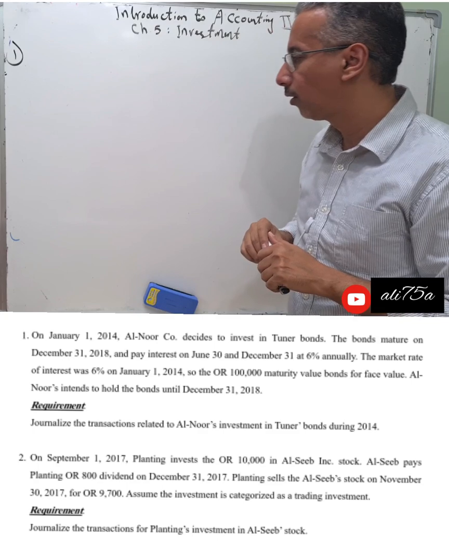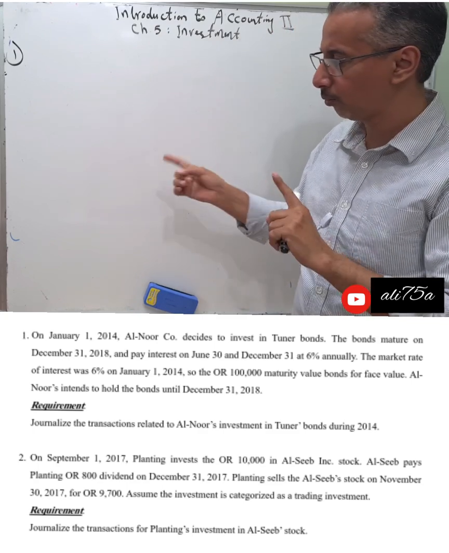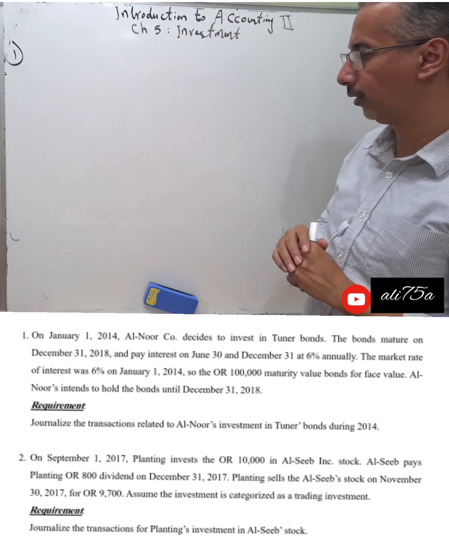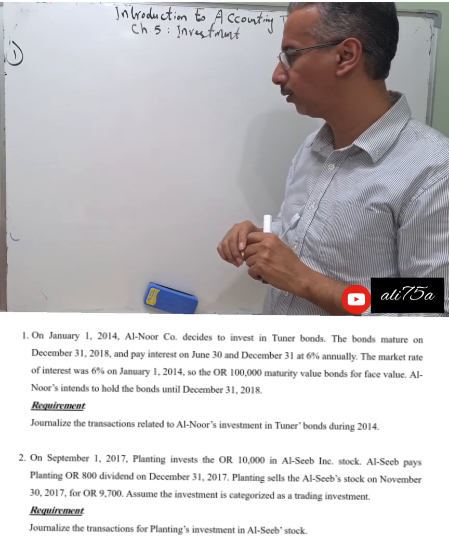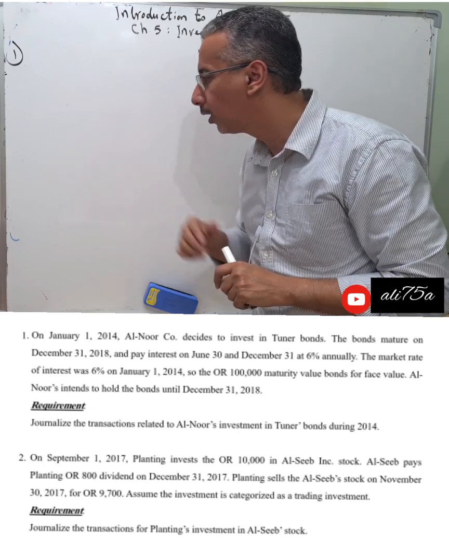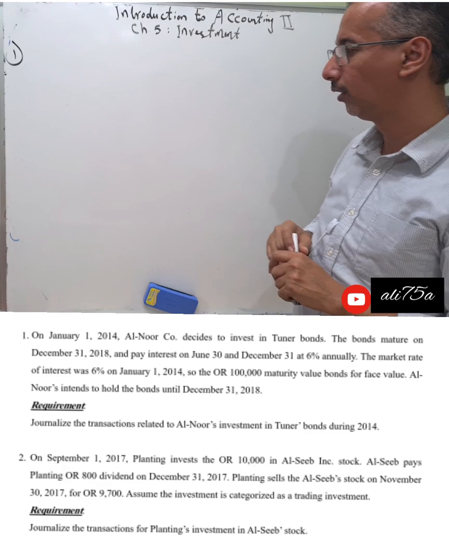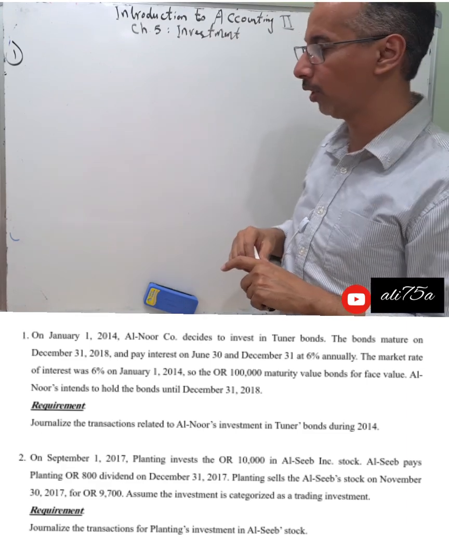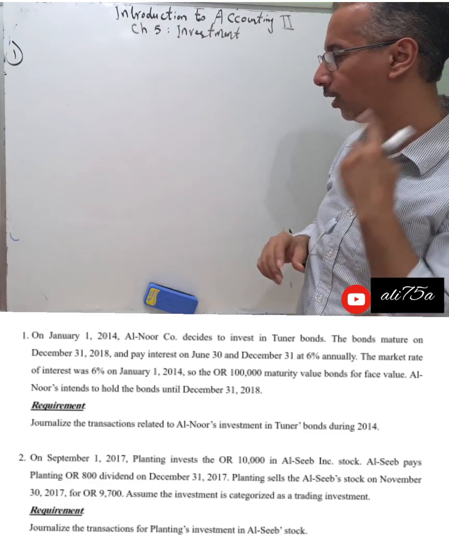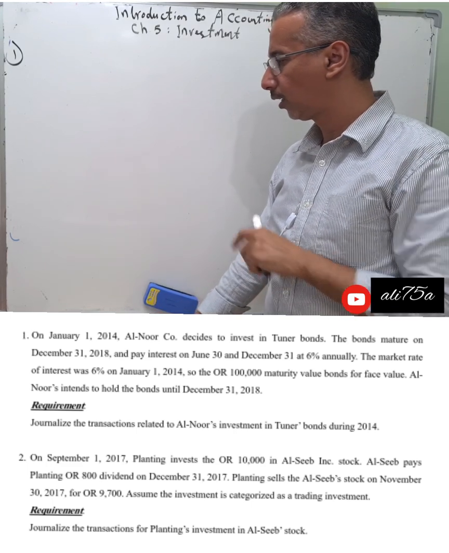So the 100,000 maturity value bonds will issue at face value, because the bonds rate and market rate are equal. Al-Noor intends to hold the bonds until maturity, until the end of 2018. So journalize the transaction related to Al-Noor company.